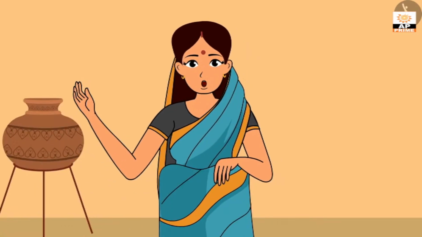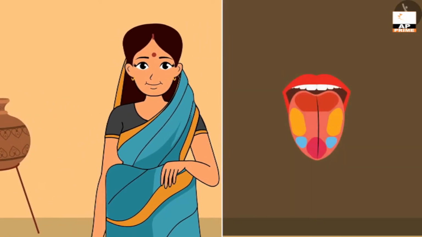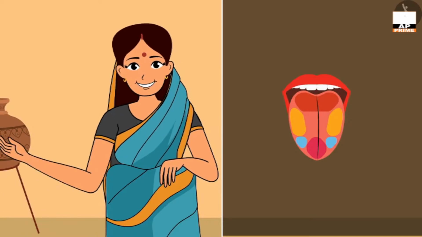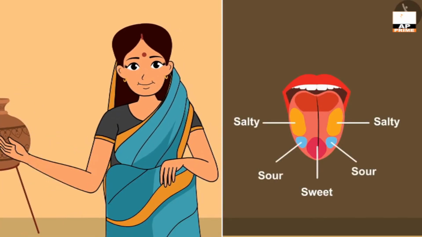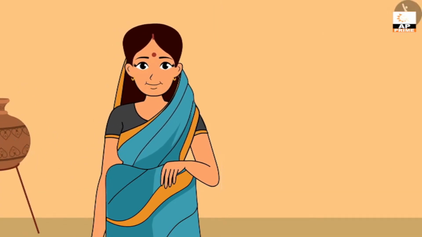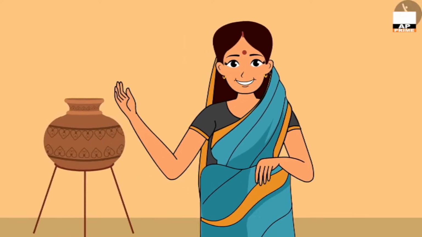Children, there is a tongue in our mouth. There is a specified place for each taste like sweet, salty, sour, bitter. Ramesh, open a big mouth, beta, and show your tongue.